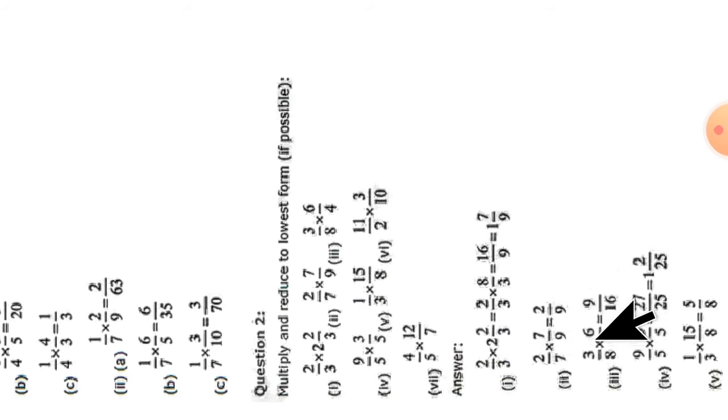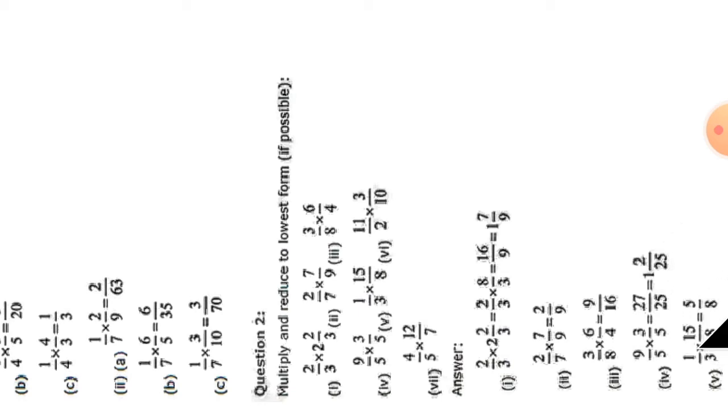3 upon 8 into 6 upon 4. Here 2 2s are 4, 2 3s are 6. So 3 3s are 9, so 9 upon 16. Now 9 upon 5 into 3 upon 5 equals 9 3s are 27 and 5 5s are 25. 27 upon 25. Divide 27 by 25, you will get 1 integer 2 upon 5.